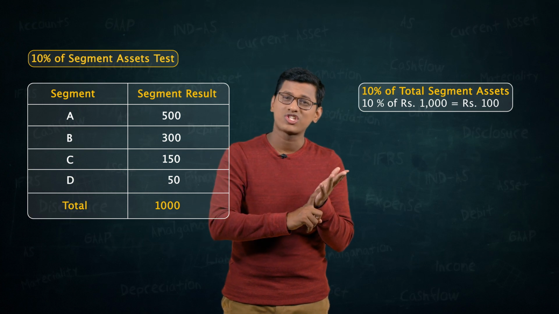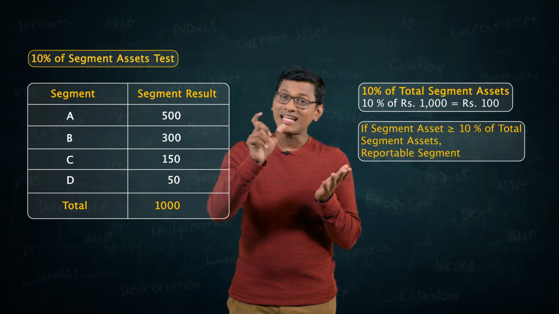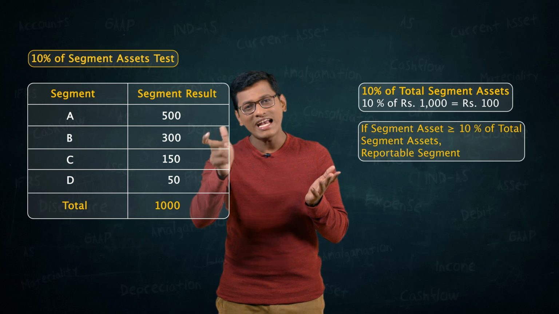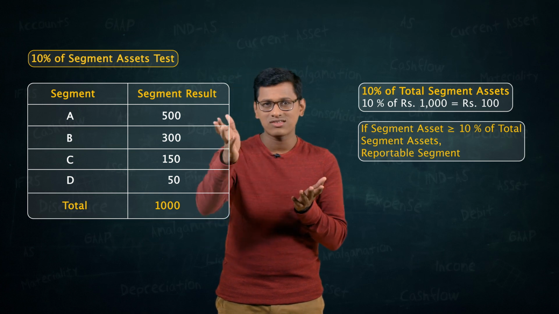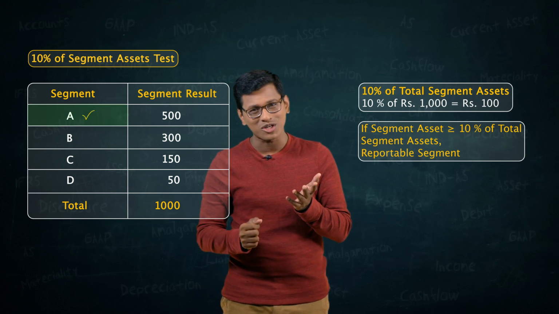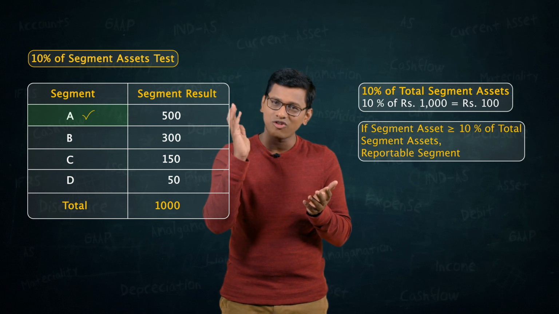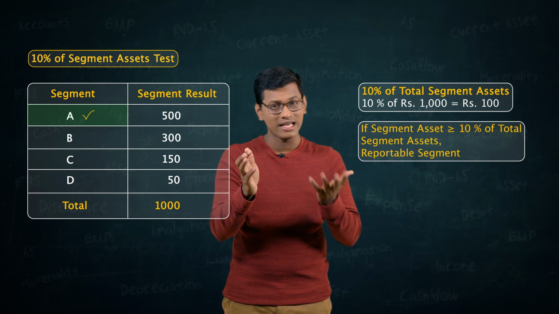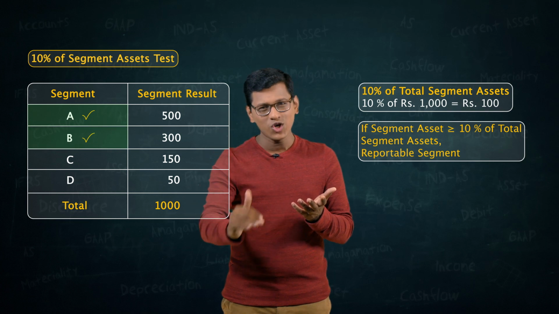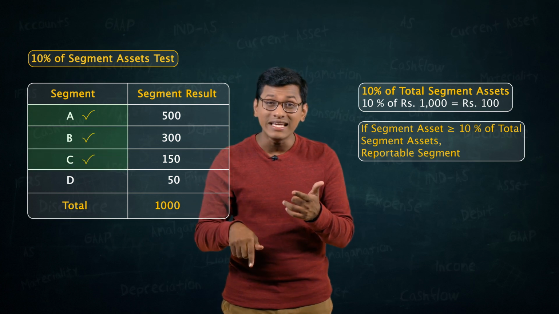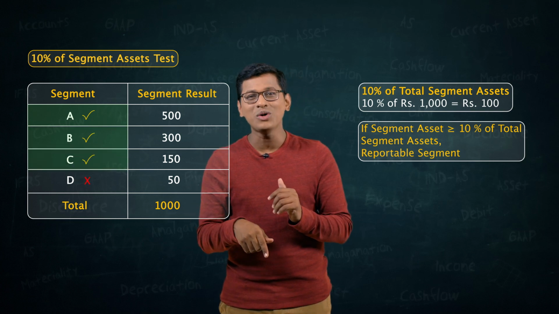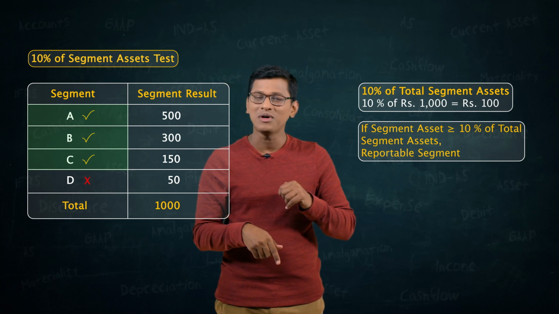Okay. Now you should check, is the segment asset for segment A greater than or equal to 100? Yes. So, segment A becomes reportable. Then similarly check for B. Are the segment assets of B greater than or equal to 100? Yes. So, B becomes reportable. C also becomes reportable, but D is not greater than or equal to 100. So, D will not become reportable.